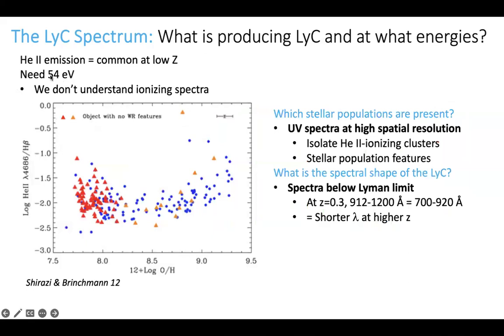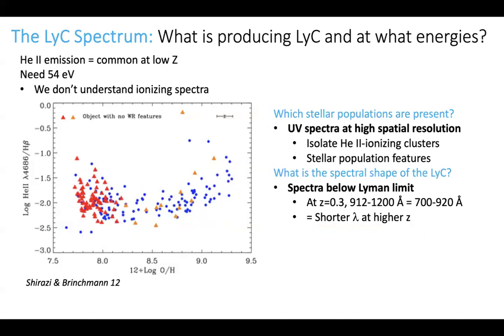It requires 54 electron volts of energy. And it's just a sign that we really don't understand the hard ionizing radiation in low metallicity galaxies. We don't know what sources are producing that. We don't understand their ionizing spectra. And so again, I think getting UV spectra for helium-2 ionizing clusters at low metallicity would be important, looking for stellar population features. And also it'd be interesting to explore the spectral shape of the Lyman continuum itself.